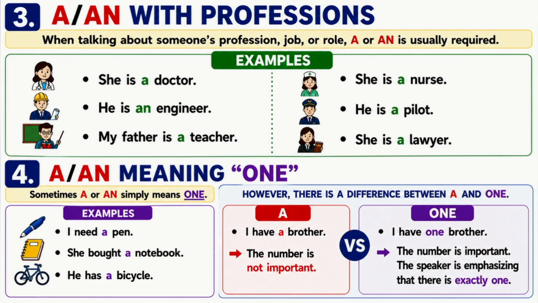Next, let's understand how a or an can mean one. Sometimes a or an simply means one. Examples, I need a pen. She bought a notebook. He has a bicycle. But remember, there is a difference between a and one. If I say, I have a brother, the number is not important. But if I say, I have one brother, the number is important because I am emphasizing that there is exactly one brother. So, a simply introduces the noun, while one emphasizes the number.